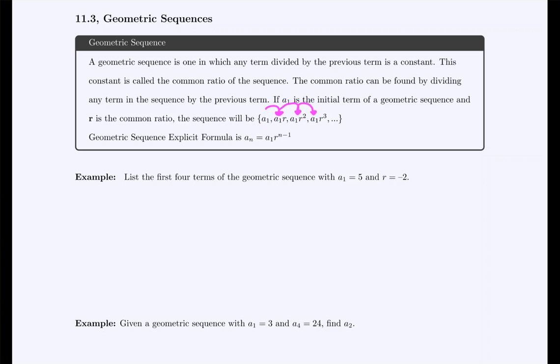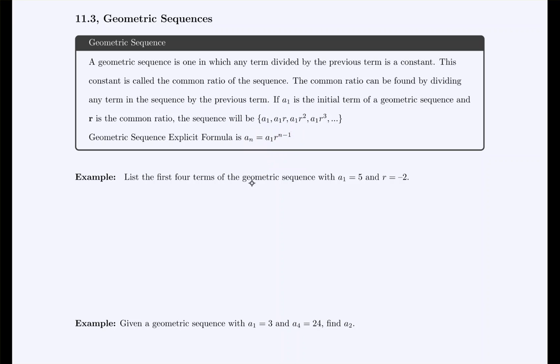So since the common ratio just keeps getting multiplied by the previous term, we can write all terms in a geometric sequence as some relationship between the first term and some exponent on the common ratio. So the formula for the nth term of a geometric sequence is always the first term times the common ratio to the exponent n minus 1.